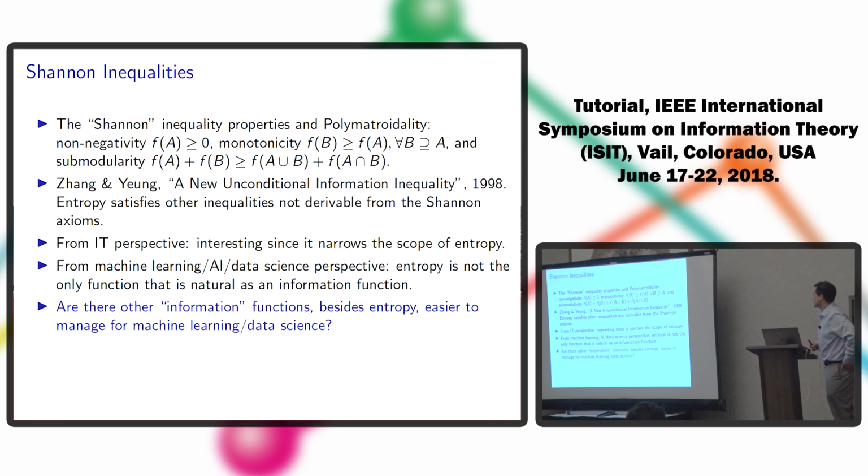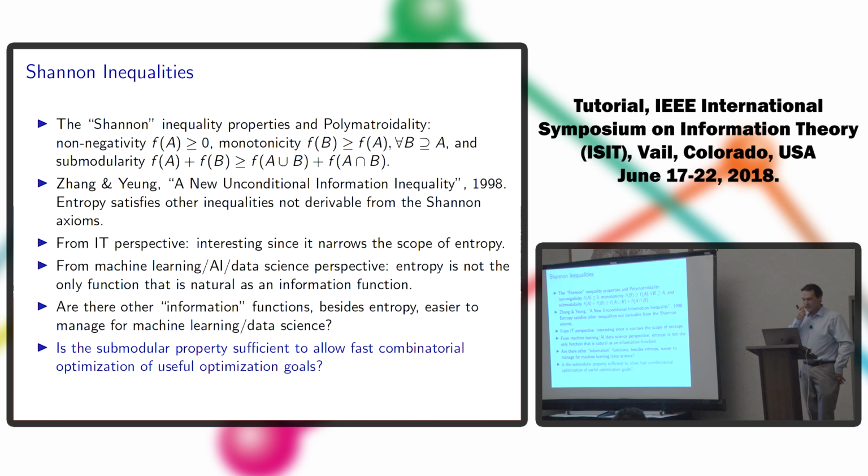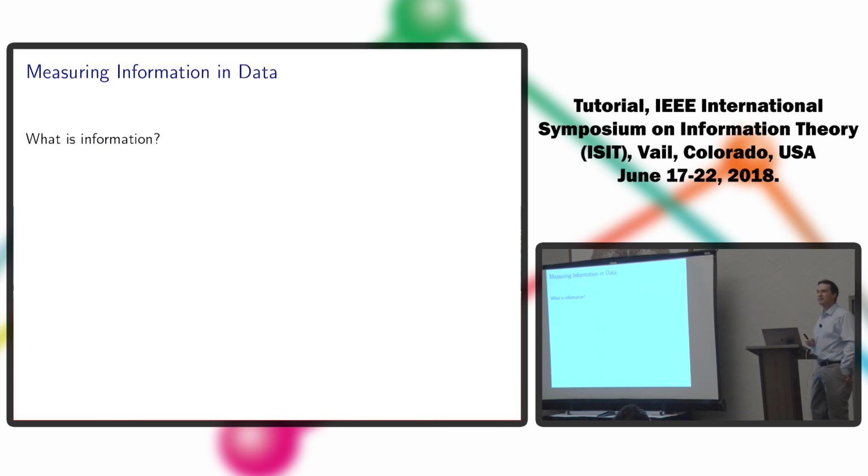And those are exactly the questions that hopefully the rest of this tutorial will answer in the affirmative. Number one, there are other, quote, information functions. They're not information functions in the Shannon sense, but they are characterizable as information functions. And number two, the other question is, are these other properties, like the submodularity property, sufficient to allow for scalable, low-order polynomial time algorithms that optimize over these combinatorial spaces with mathematical guarantees?